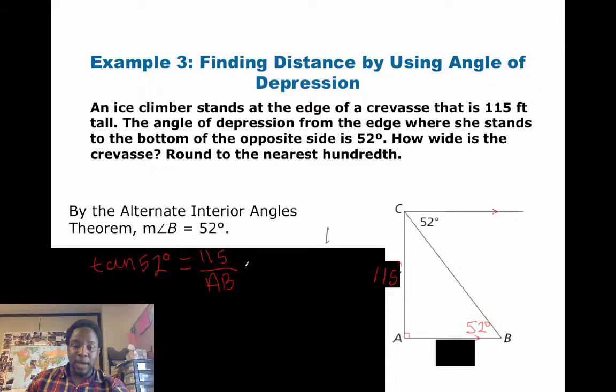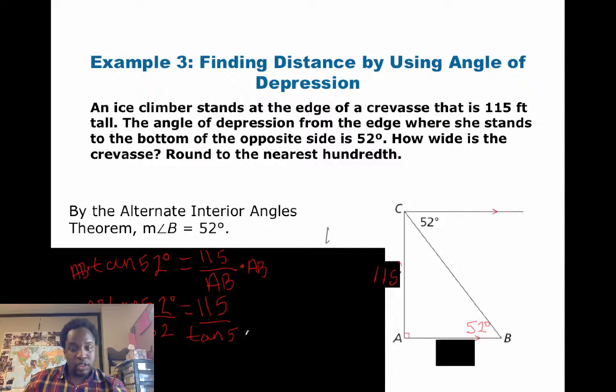Since AB is in the denominator, we're going to multiply AB on both sides. Boom, boom. So now that it's in the numerator, we have AB times tangent 52 degrees is equal to 115. We'll then divide by tangent 52 on both sides so that we get AB by itself. Tangent 52 divided by tangent 52.